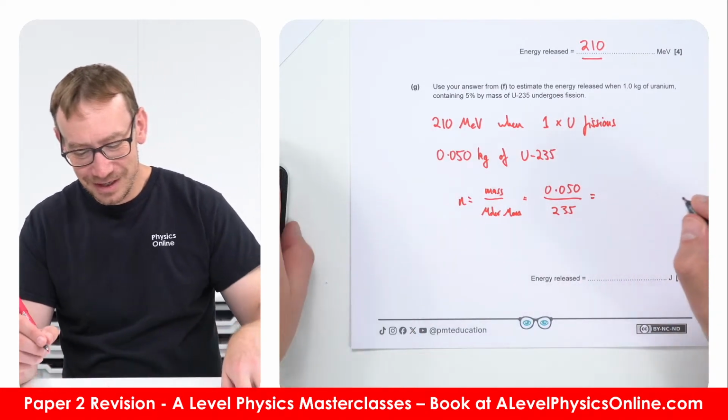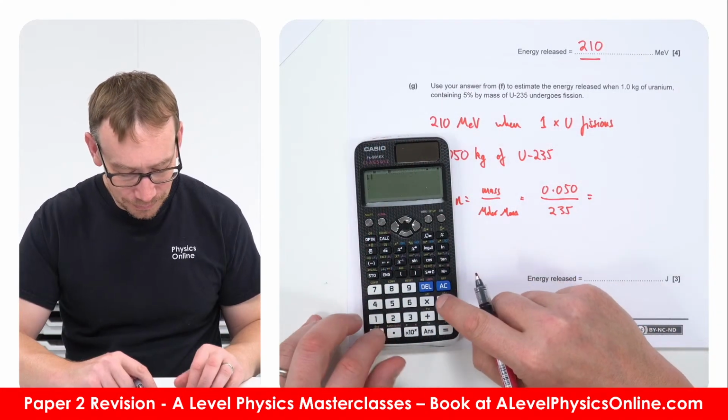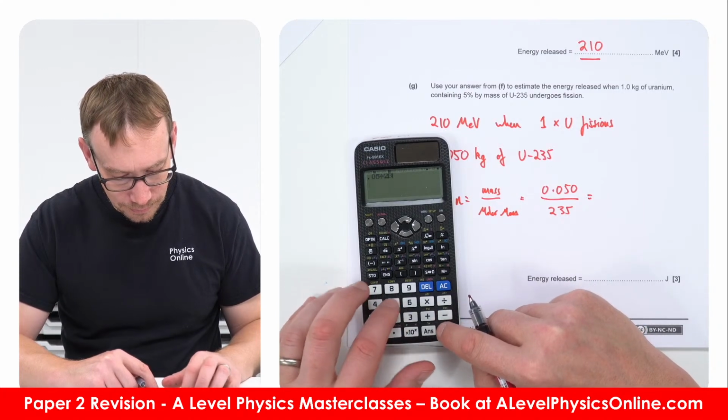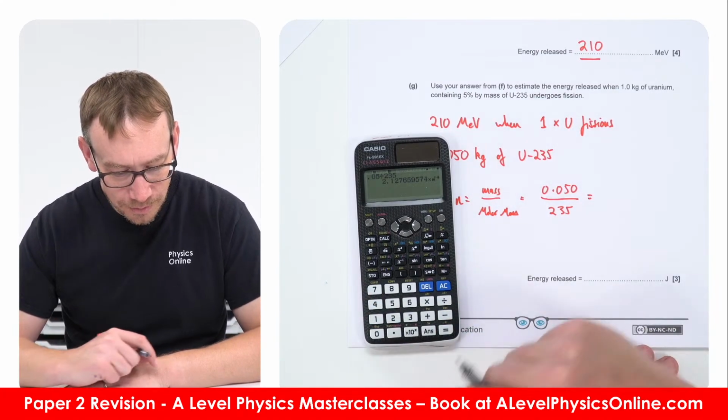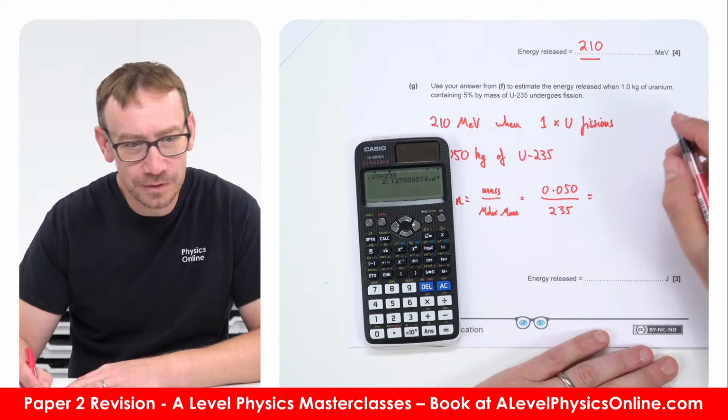So that's equal to 2.12 times 10 to the minus 4.